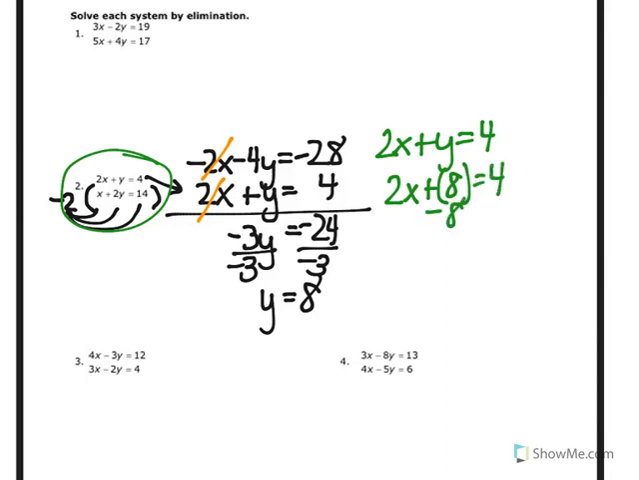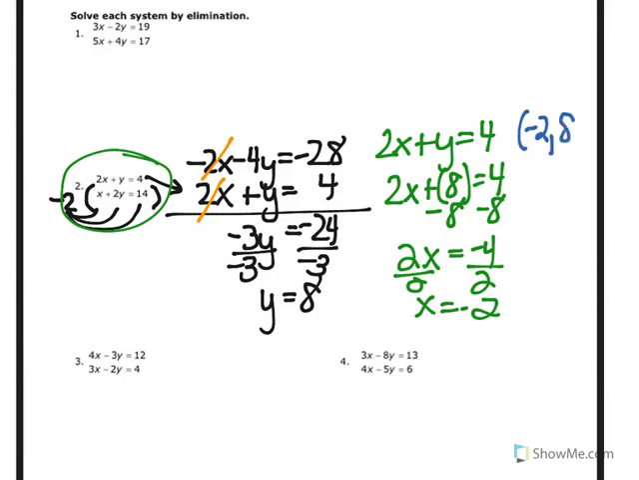And now I'm going to subtract 8 from both sides, and I get 2x equals negative 4. Divide by 2, and x equals negative 2. So our solution to this system of equations is x is negative 2 and y is 8. (-2, 8). Bada bing, bada boom. Right?